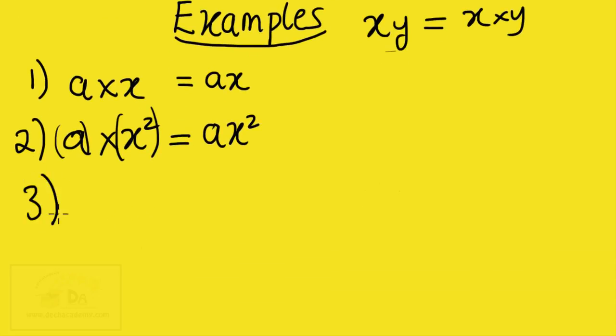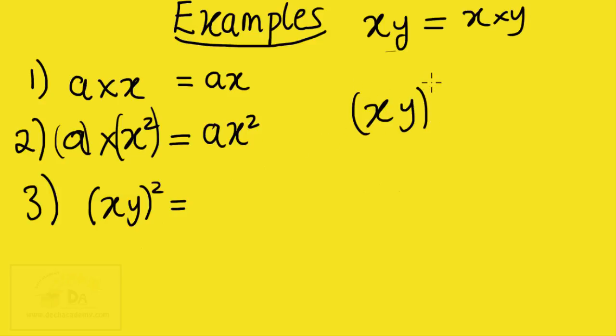Here's another example. (xy) all raised to the power of 2. Well, this simply comes from the rule (xy)^n is equal to x^n times y^n. In this case, our n is 2, so we have x^2 times y^2, just by using this rule. So it's easy so far, as you can see.